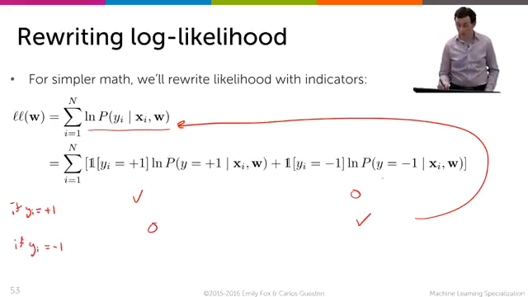Here's an interesting thing. So far, we've only talked about the probability y equals plus 1, but in this equation we have the probability y equals minus 1. Interesting.